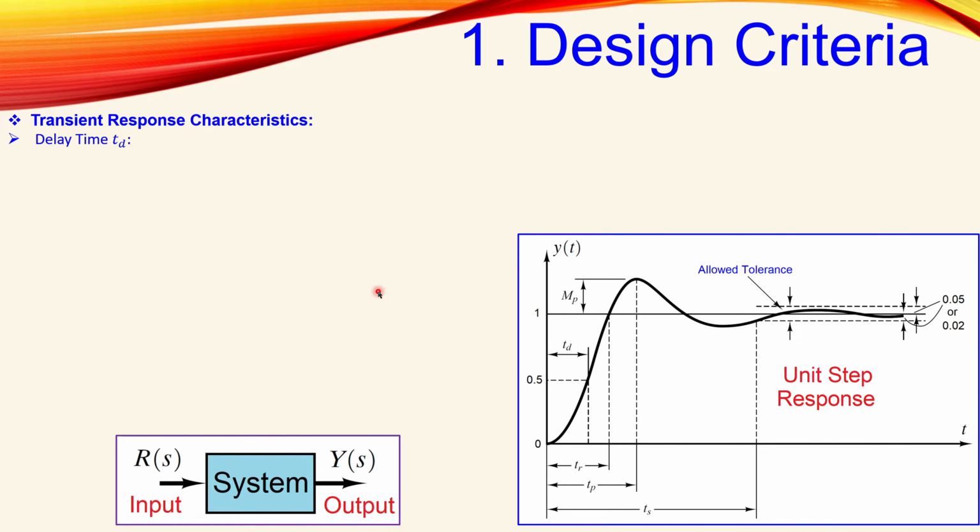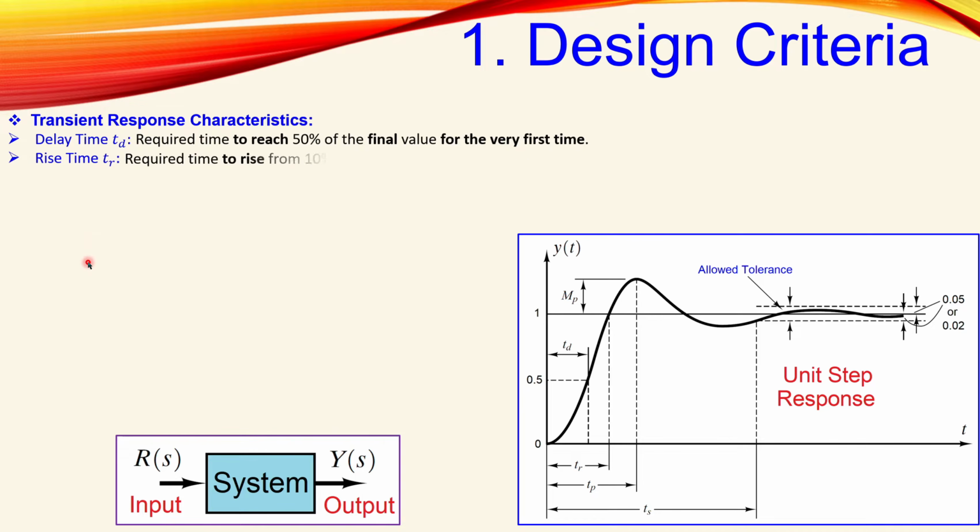So let's clarify this again, starting with the delay time. It is the required time to reach 50% of the final value, as said before, for the first time. And the rise time is the required time for the output value to rise from 10% to 90%. That is one of the criteria. It could be that you have it from 5% to 95% or from 0 to 100% of the final value. We see here that it is actually the third one which is used, so from 0 to 100%.